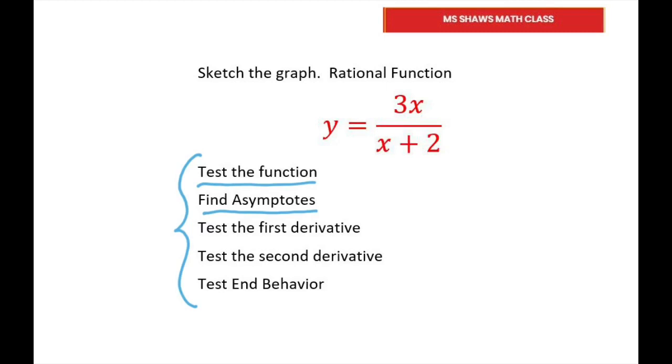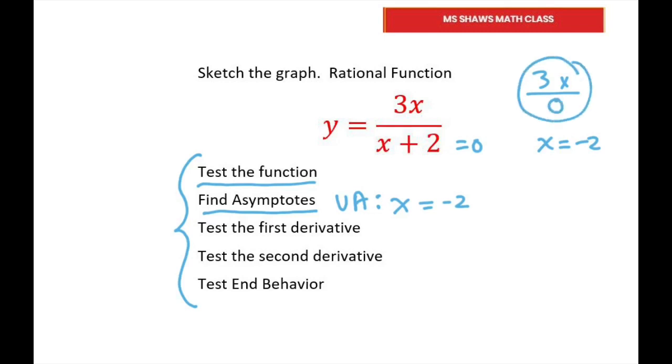The vertical asymptote is where the denominator is 0. So if you set the denominator to 0, we have x equals -2. So that's going to be your vertical asymptote. And again, the reason being is if you plug in -2 to the denominator, you get 0, and that's undefined. So that generates the vertical asymptote. We'll do the horizontal asymptote in a moment.